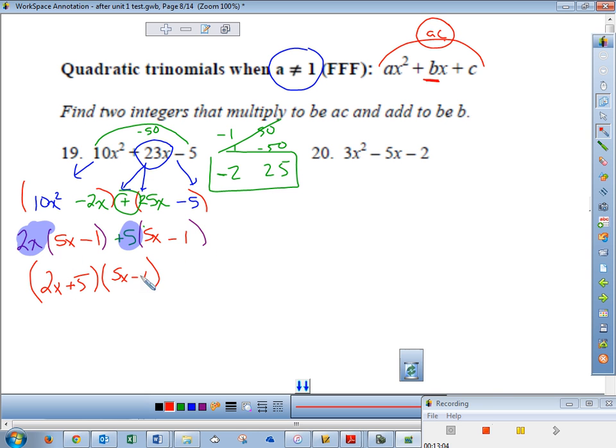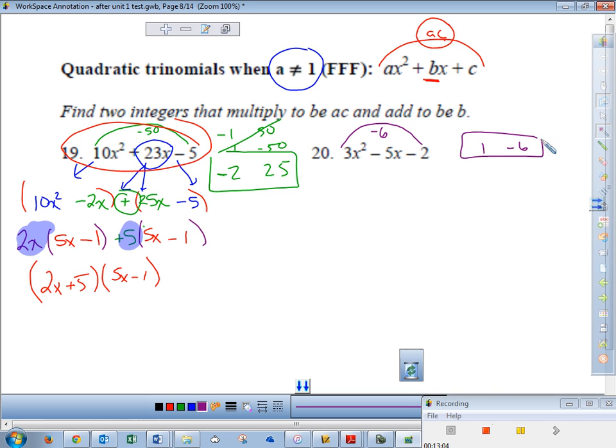If you were to foil that back out, you should get this. So let's do that again. Let's frowny face factor. The reason why we're doing it is because the a value is not 1. So multiply those together, get a negative 6. Find two numbers that multiply together to be negative 6 and add together to be a negative 5. One of the numbers has to be negative, so 1 and 6, but if one of them was negative, bobbing, that'd be these two. 4 terms.